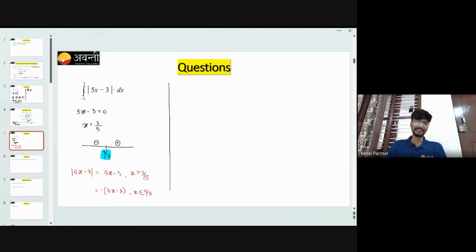That means, for the integration, split the limits at 3 by 5. So I'll split it as -1 to 3 by 5 plus 3 by 5 to 1, by using property number 4. Now here, -1 to 3 by 5 means, by this definition, I will get 3 minus 5x. And here, 3 by 5 to 1 means I'll get 5x minus 3. The integration is very simple.